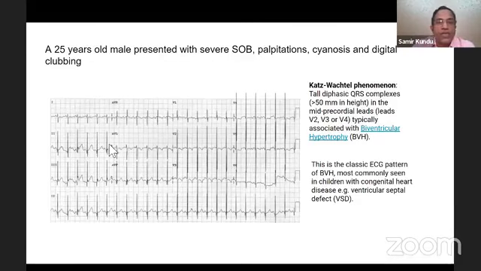This is the ECG showing a tall R wave in the mid precordial leads, tall R wave in V1 more than 7 millimeter, RS ratio more than 1. There is an increased QRS voltage in the mid portion, more than 50 millimeter total length of the R wave and S wave. This is the Katz-Wachtel phenomenon. It is found mostly in ventricular septal defect and other congenital heart diseases.